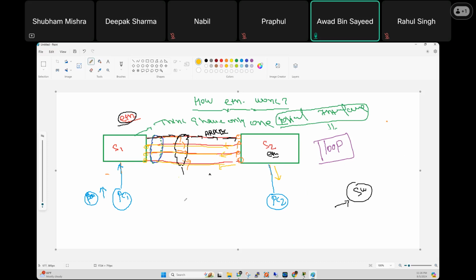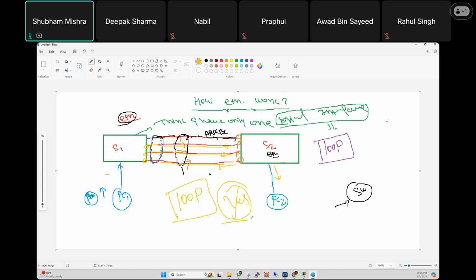It means this is a type of loop or not? Definitely this is a type of loop. Why? Because switch number 1 is forwarding the same packet through this interface, and again, switch number 1 is receiving the same packet on these interfaces. It means this is a loop. Yes or no, everyone? Yes, guys. This is called loop.